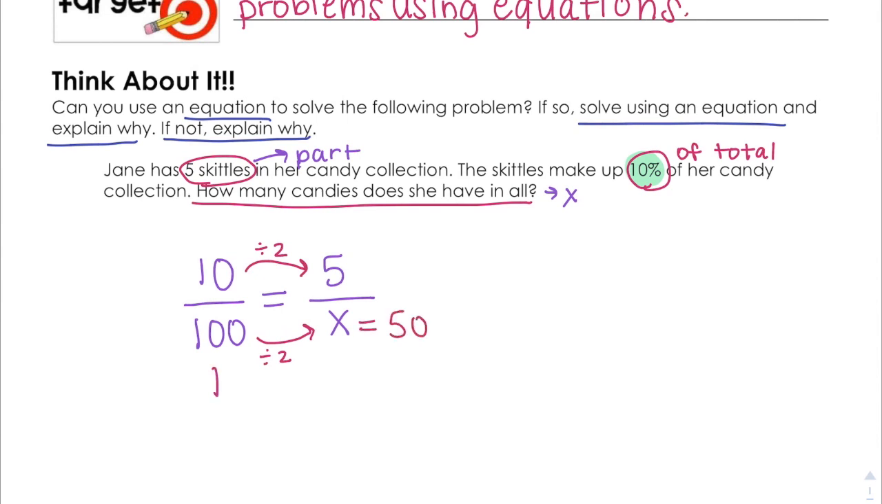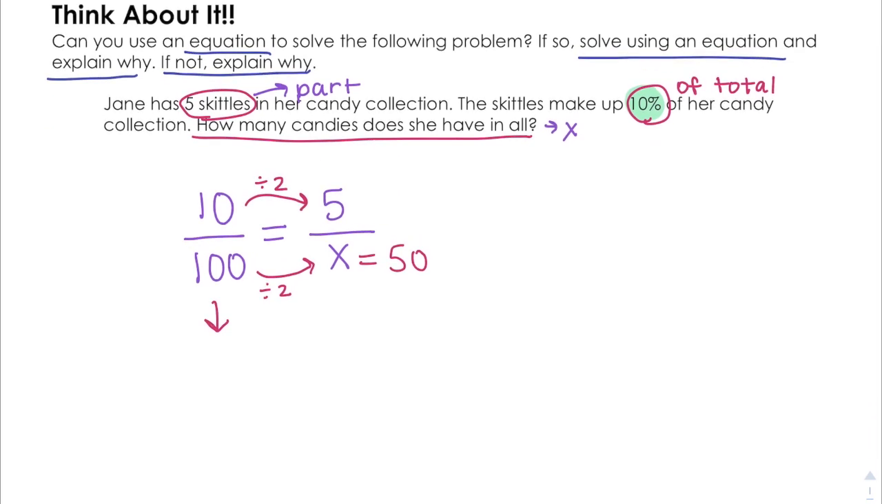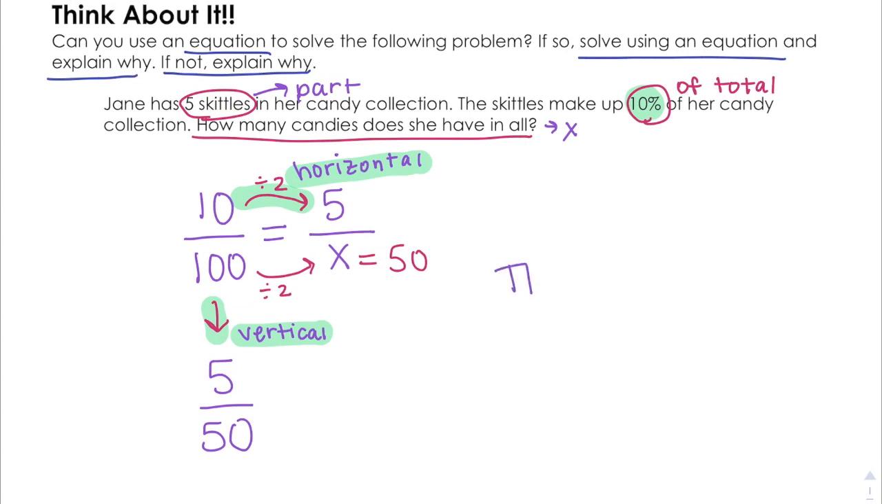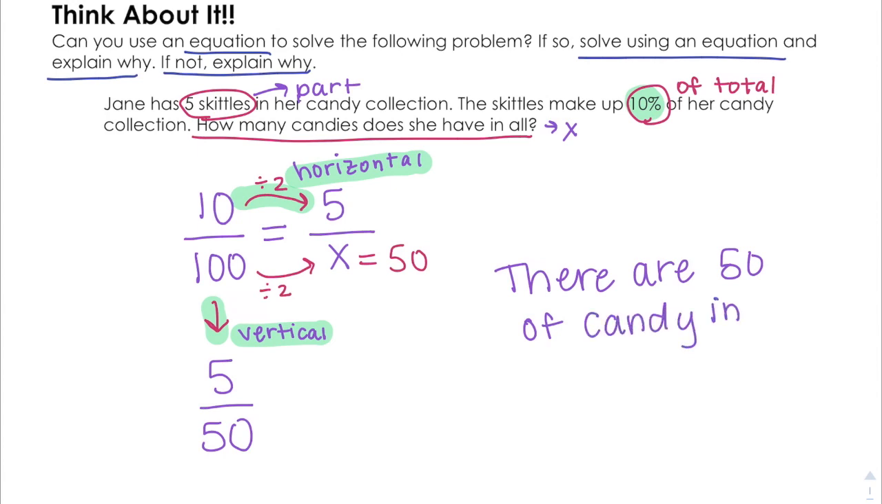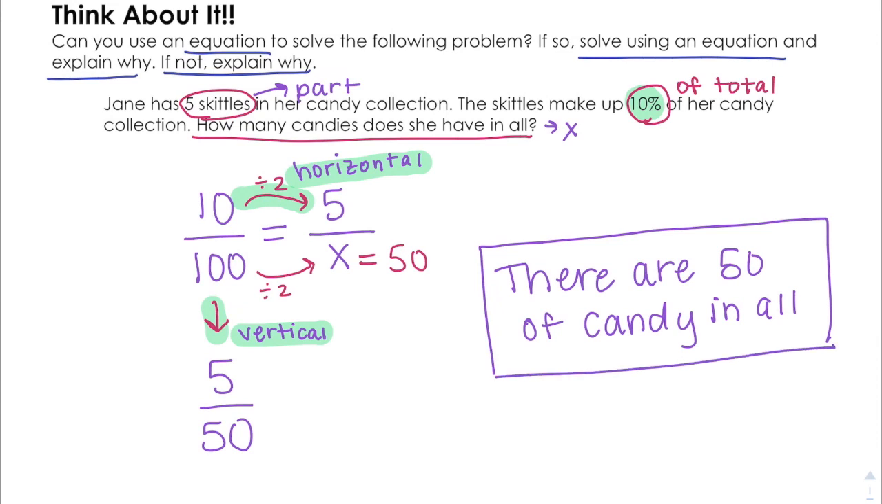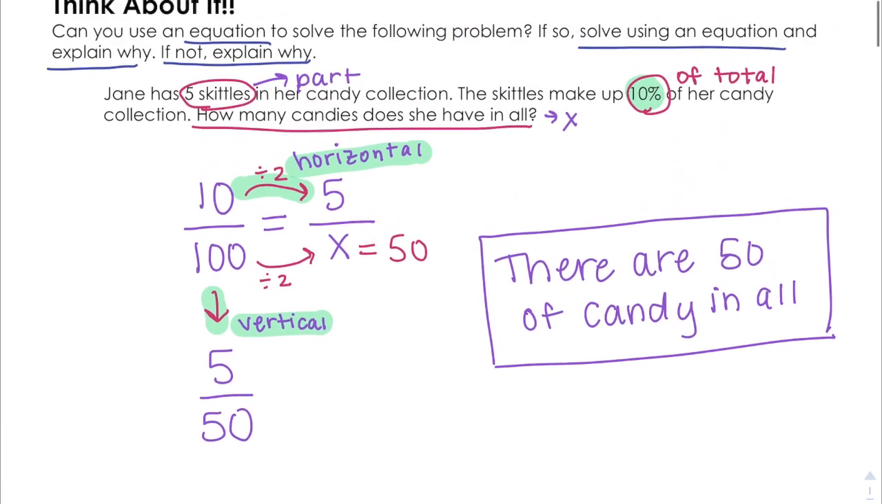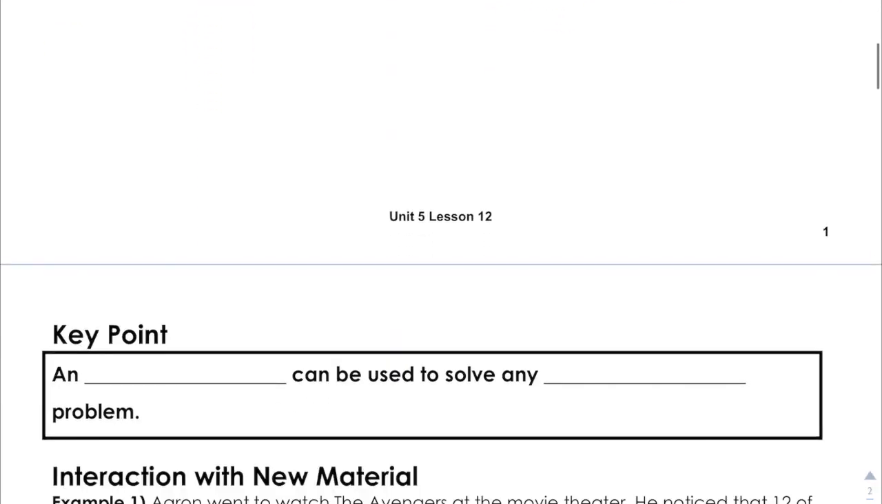Okay? You also could have reduced this fraction to 5 over 50 by dividing by 2, which is basically what we did here, but instead we made it a vertical, and then we made this one a horizontal. So there are 50 pieces of candy in all. Hopefully that's what you got as your answer. I'm not going to do the explanation why since we talked about it, so we'll go ahead and move on.